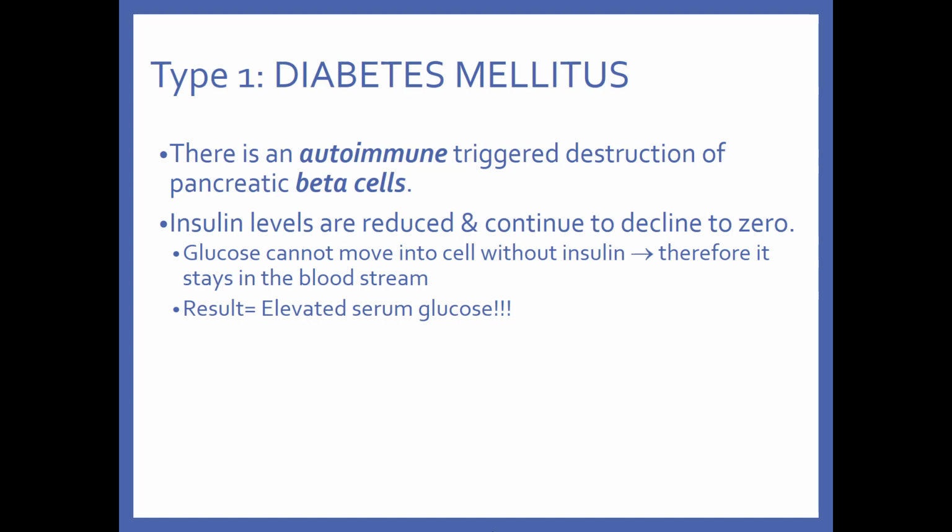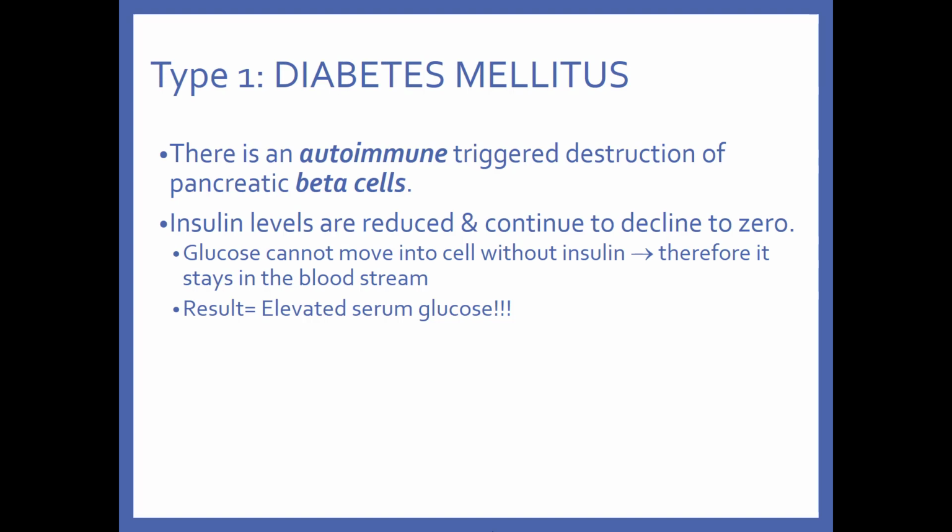Therefore, glucose stays in the bloodstream, and that results in extremely elevated blood glucose levels. And I'm talking significant elevation, where these patients can come in before they're diagnosed. At that initial diagnosis time, they can come in with blood sugars of 500, 600, 700 pretty easily. So it is a significantly elevated blood sugar.